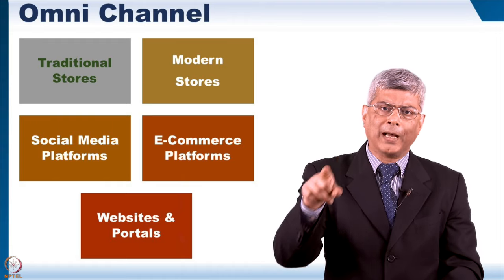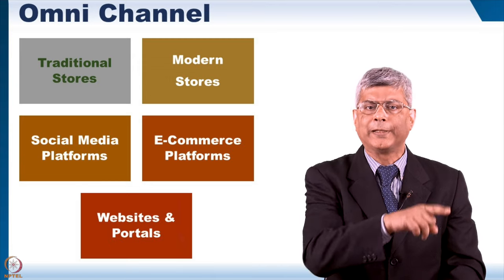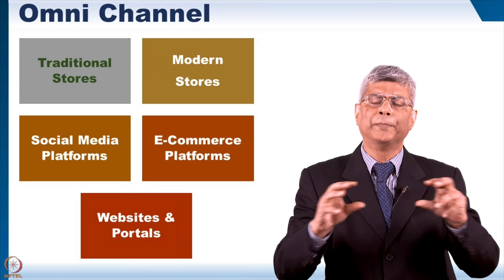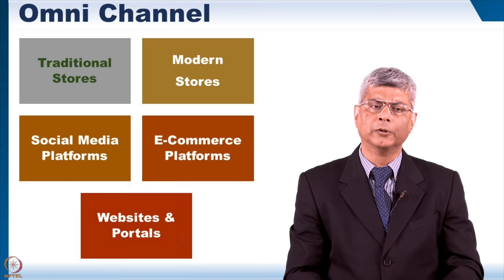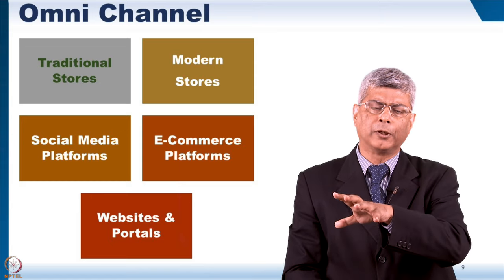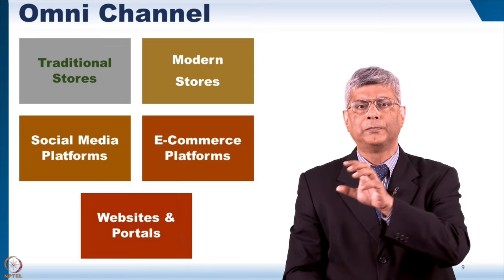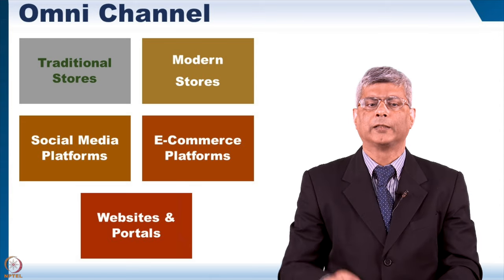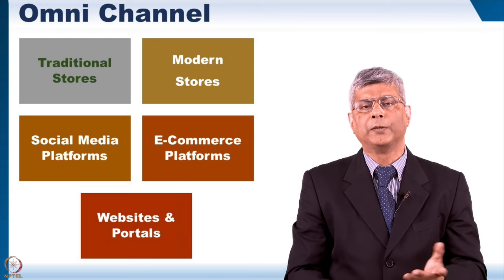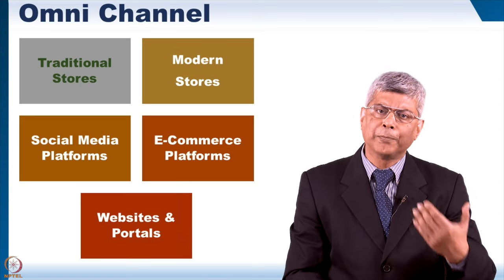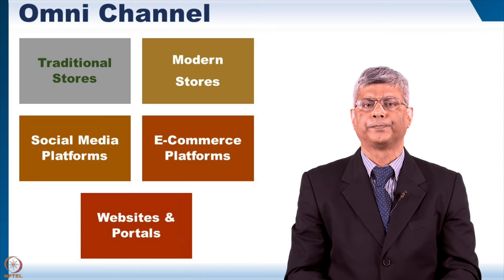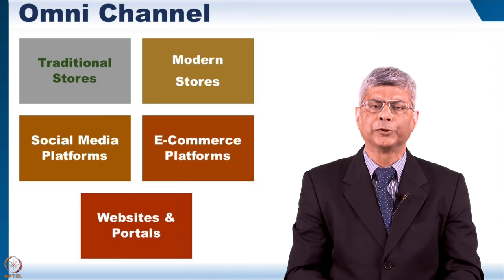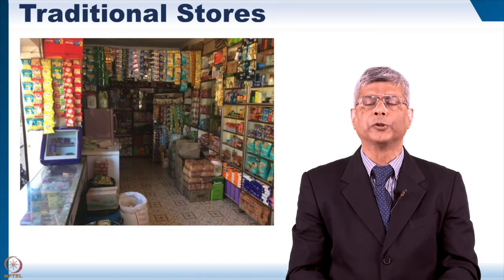And the fact that you can buy the same product from different channels is called omni-channel. Omni basically means everything channel. It's all around you. You can go to a small store, a big mall, a social media platform, an e-commerce site, or you could go to the company portal and buy it. And most companies now want to create the omni-channel experience. I had said earlier that I'll show you some examples, so let me now start showing you the examples.